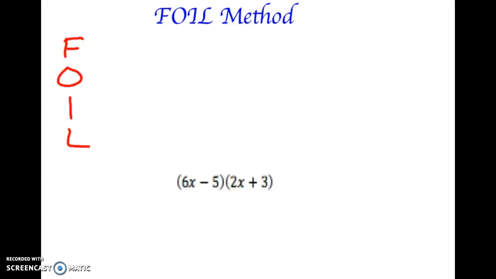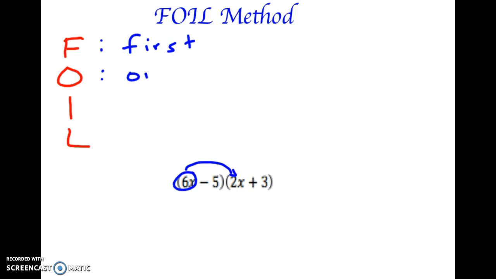The second method we're going to look at is the FOIL method. It's very much similar to the double distribution method. It just eliminates the step of writing everything out. The FOIL part is a reminder to make sure that you multiply everything together. The F in FOIL is to make sure that you multiply the first parts together. So the 6x has to get multiplied by the 2x.